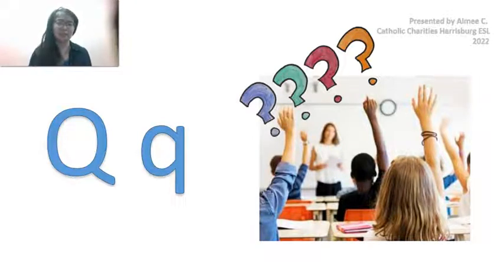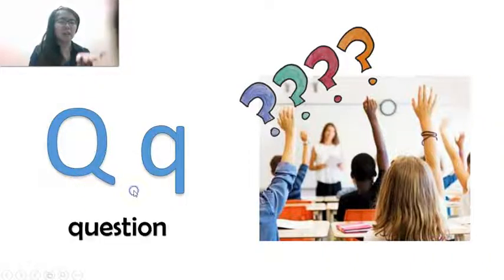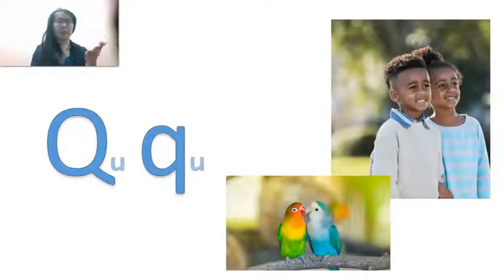This is Q. The letter Q says qu, like question. Now you will see that in English, most of the time, almost always, Q goes with the letter U right behind it. Q and U, they are best friends. They're like twins. They're like lovebirds. Q and U together. Qu.